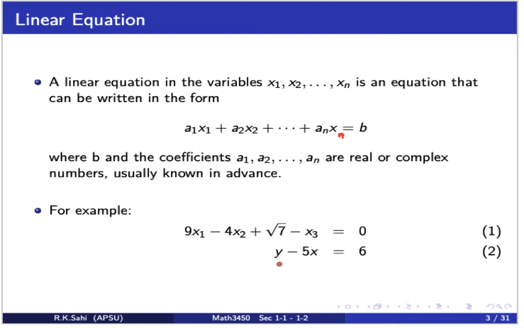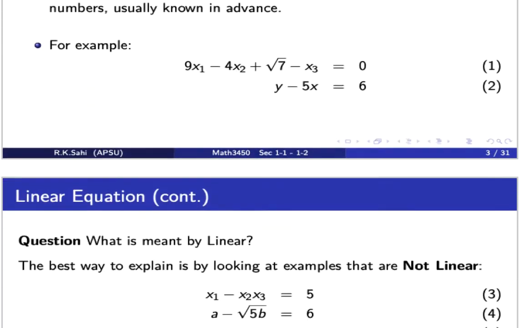Then second example, y minus 5x equals 6. That's equation number 2 with two variables, y and x. So the question is, what is the significance of linear? Because equation definitely means simply an equal sign with two expressions on either side. So linear has a very specific meaning. Let's look into that.